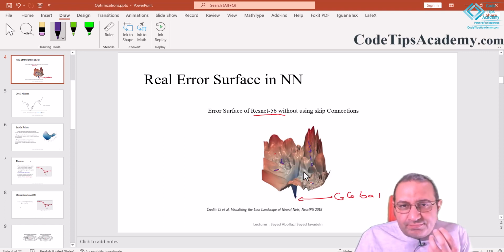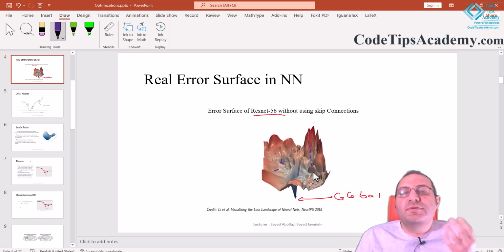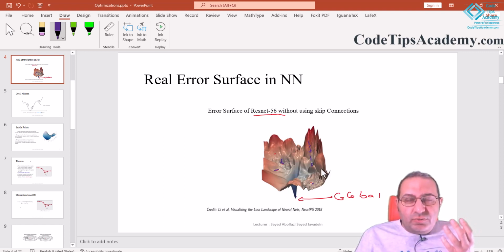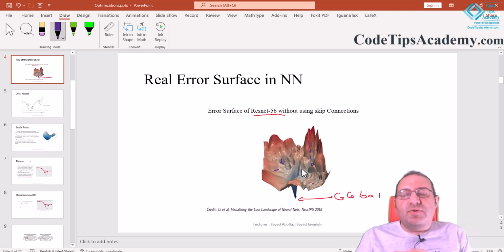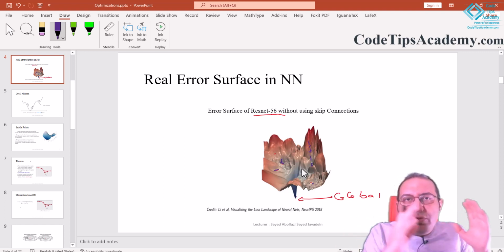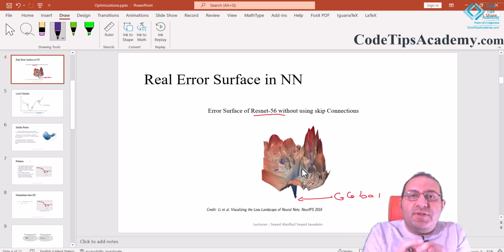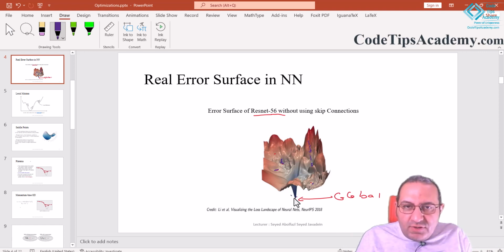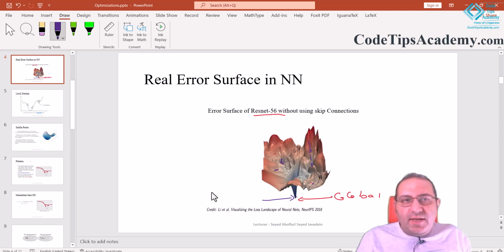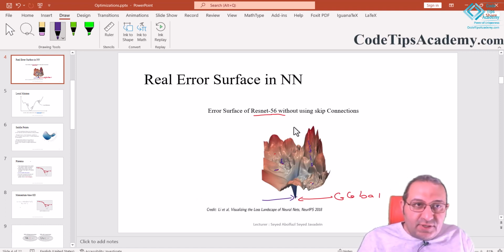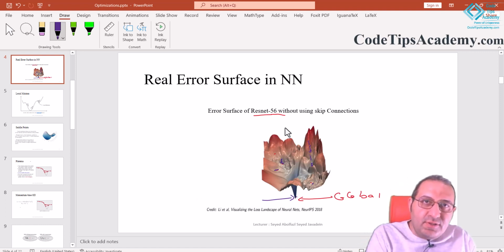But we should have good optimization methods, and some rules for optimization and neural network weight initialization, to reach the global minimum where the loss function is minimum. This is the concept that we want to speak about here.